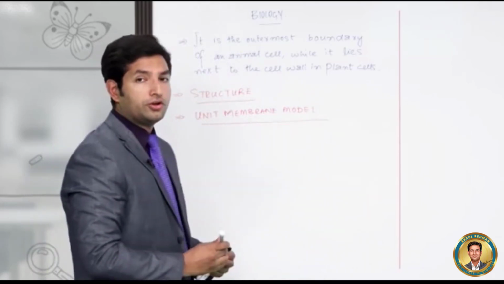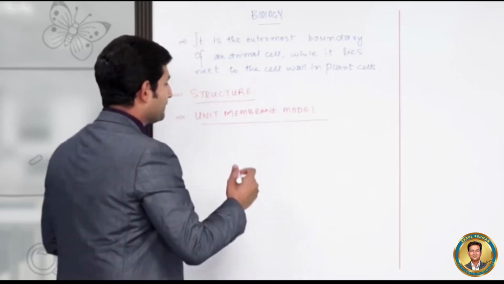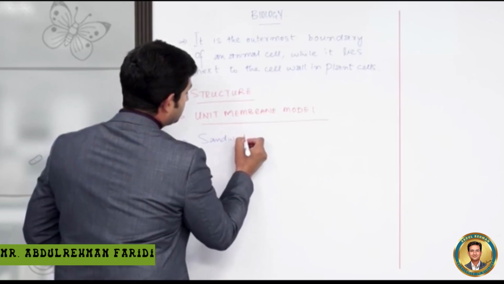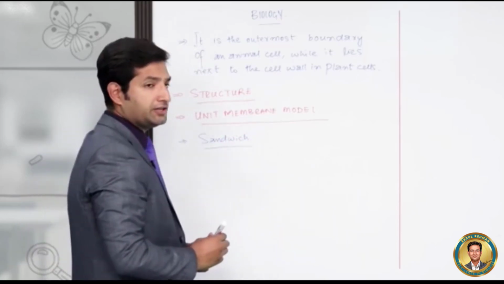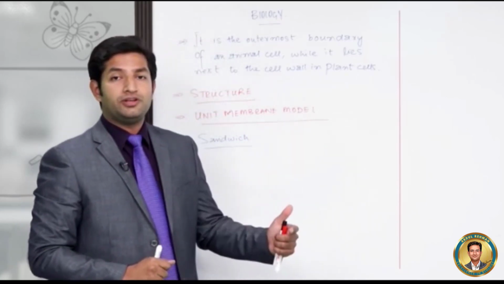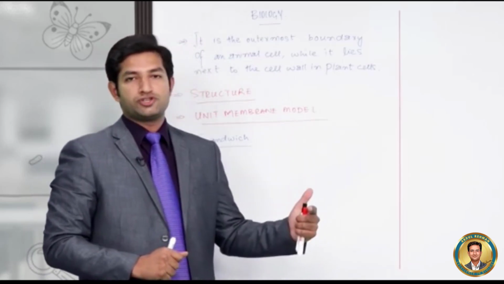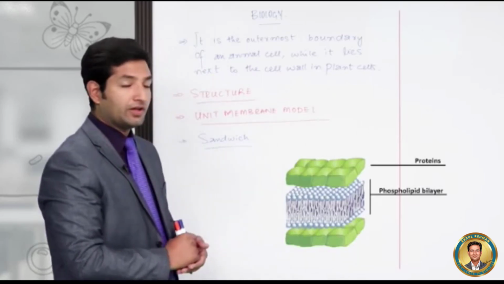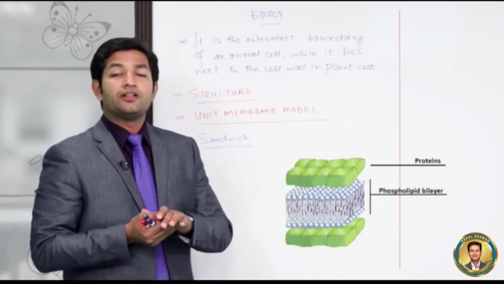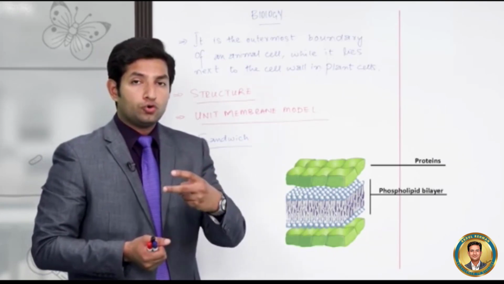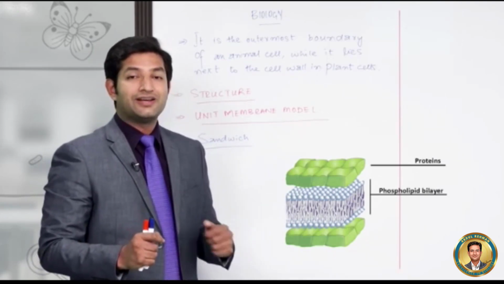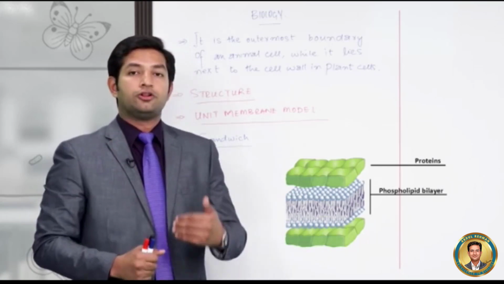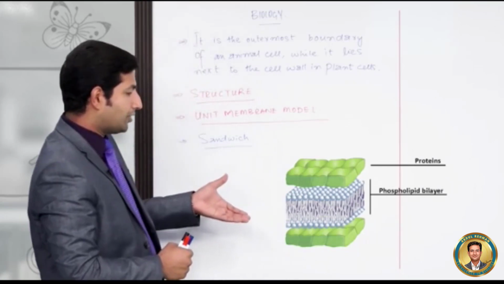Okay, so the unit membrane model explains that the plasma membrane looks like a sandwich. That's why some scientists say that the unit membrane model can also be called the sandwich membrane model. Okay, now what does it explain? If you look at this image, guys, it explains that the plasma membrane is made up of two backbone layers of phospholipids that are covered by protein layers on the upper side and on the lower side. Okay, so just look at this structure.